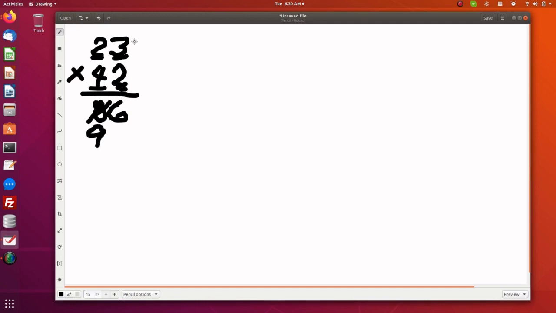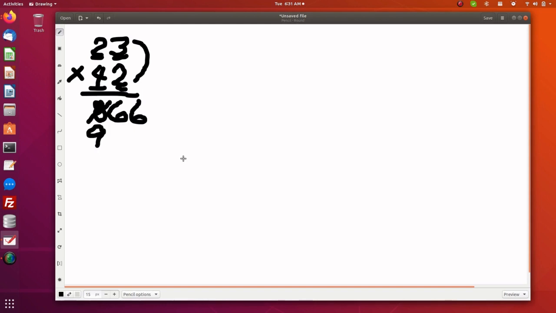And then finally, multiply the second column of these numbers. 3 times 2 is also 6. So the final answer would be 966. So ganoon lang siya kadali.